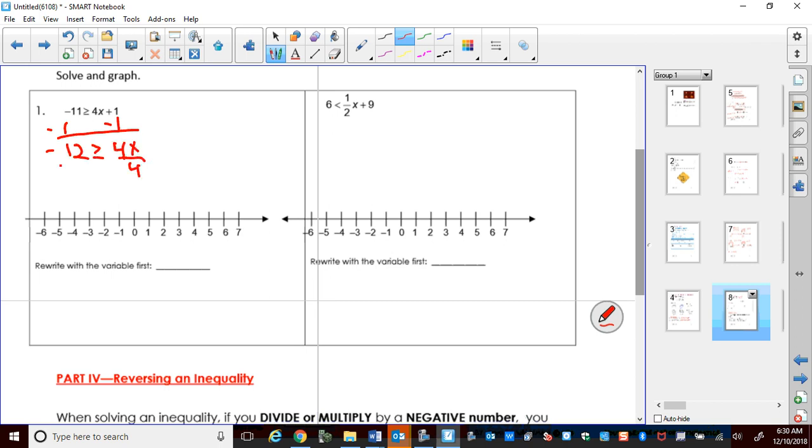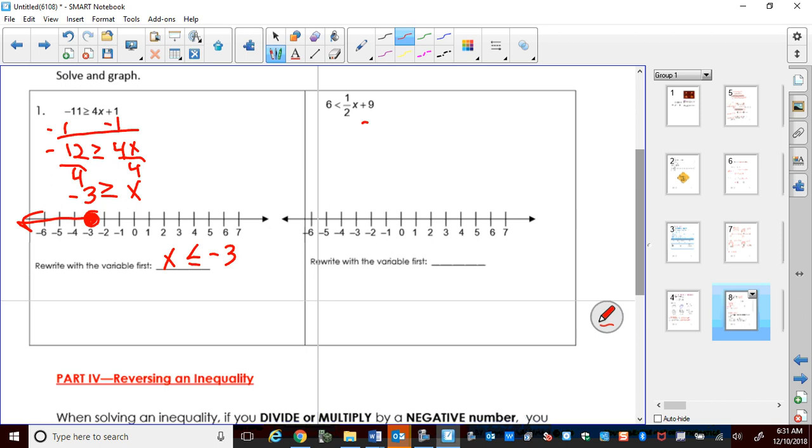Divide both sides by 4. And negative 3 is greater than or equal to x. The equivalent inequality would be x is less than or equal to negative 3. All I did was flip over the symbols and flip the terms. So if I was going to write this, all real numbers less than or equal to negative 3 are to the left. They are to the left.